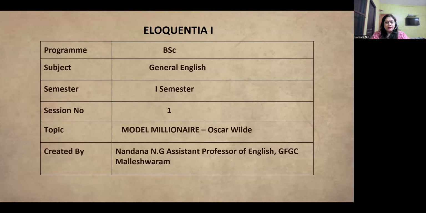Eloquentia 1 is the title of the first semester general English textbook prescribed for Bengaluru City University. This is the e-content related to the BSc stream. So in this session, Model Millionaire, a short story written by Oscar Wilde, has been prescribed. So I shall be engaging in detail with this short story. I'm Nandana NJ, Assistant Professor of English at Government First Grade College, Malleshwaram, Bengaluru.